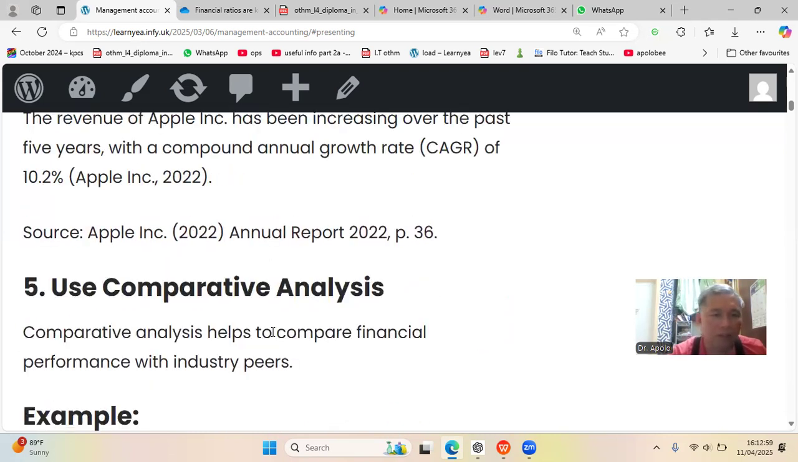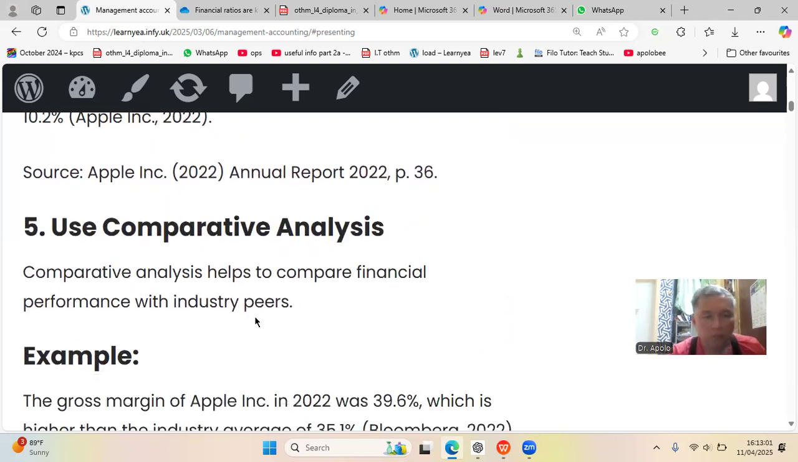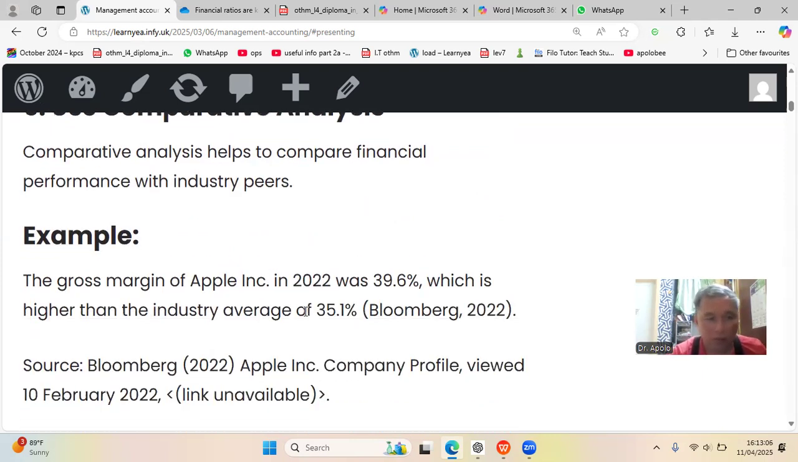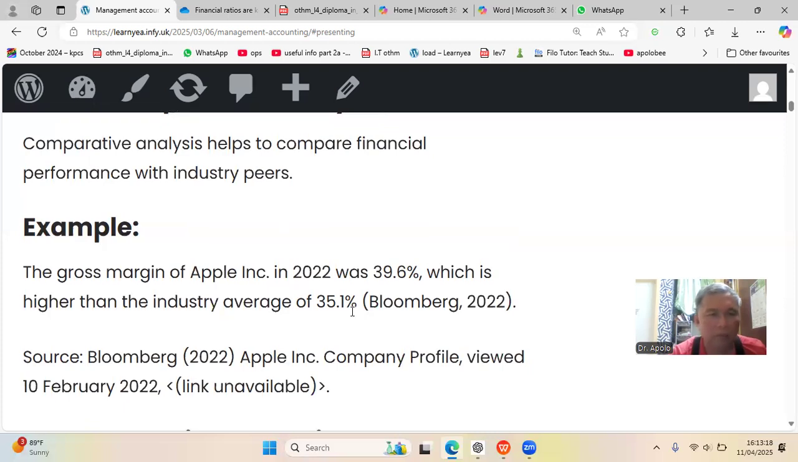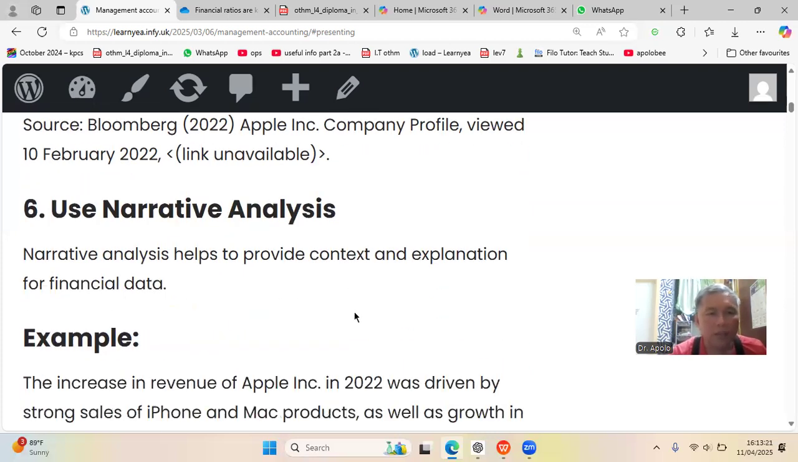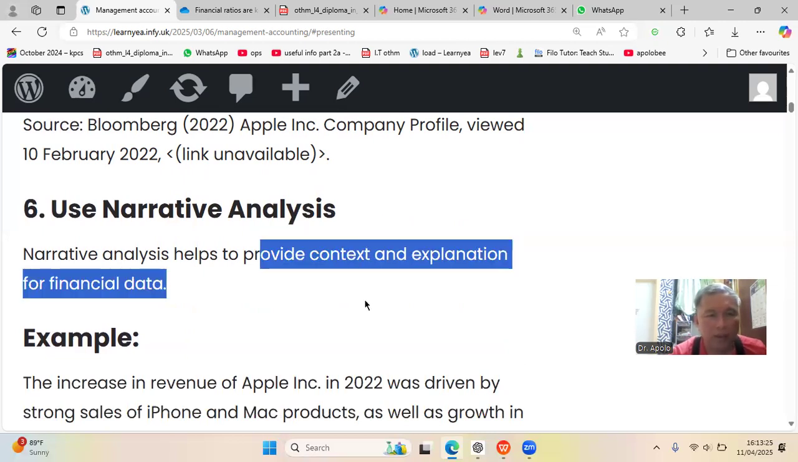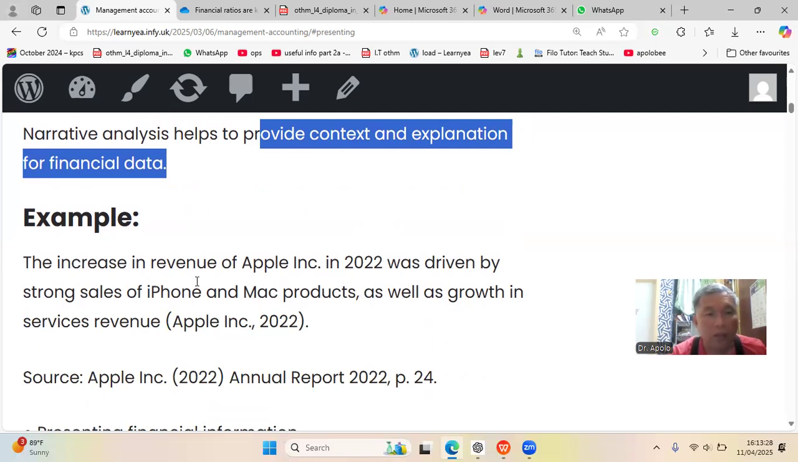And then another thing is comparative analysis. It helps to compare financial performance with industry peers. Example, the gross margin of Apple Incorporated in 2022 was 39.6%, higher than the industry average of 35%. Then another thing is narrative analysis. It helps to provide context and explanation of financial data. Example, the increased revenue of Apple is driven by the services.